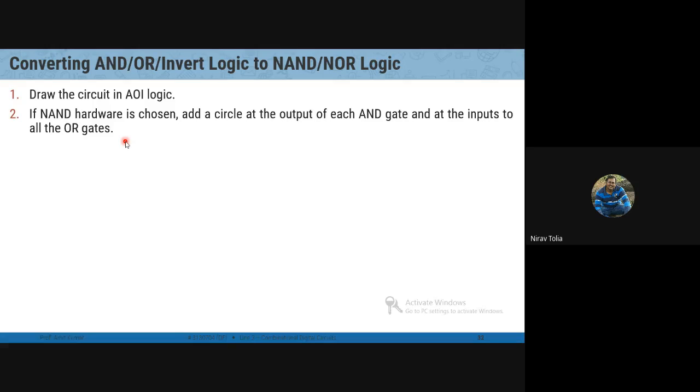So you implement your answer with AOI logic, so you have AND gates and OR gates in your answer. Now you have to put a bubble or a circle at the output of each AND gate, and at the input of each OR gate, if you have to implement it by using NAND gates. But suppose now you have to implement it by using NOR gates.